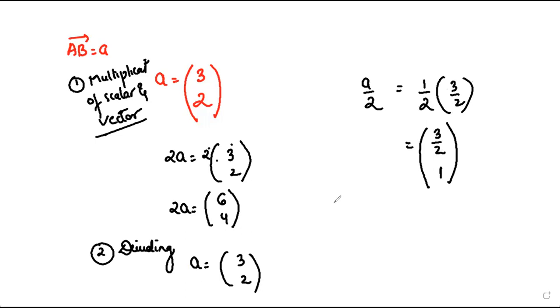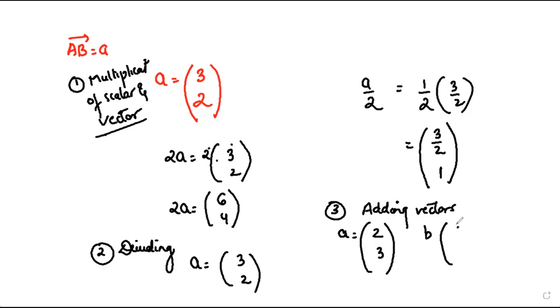Now third is adding vectors. Adding vectors, that means if a vector is given as a is 2 over 3 and b is 4 over 5, and I have to calculate a plus b. So simple, what I'll do, I'll add 2 plus 4, 3 plus 5. Answer will be 6, 8. So a plus b will be 6, 8.